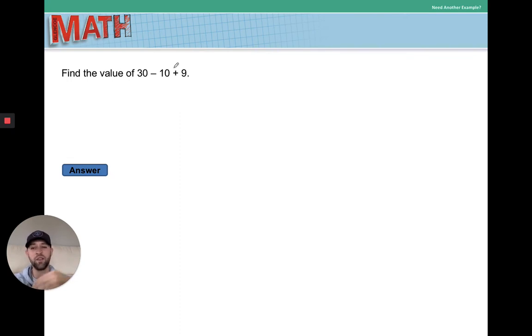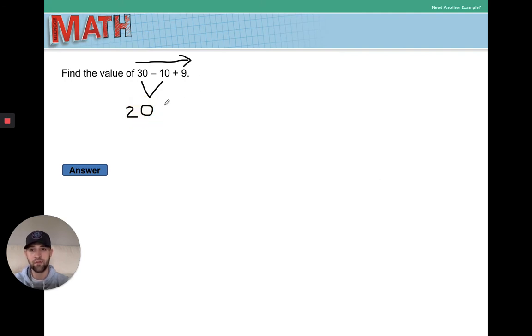I don't always do the addition first just because the A comes first in PEMDAS. Whatever one you read first from left to right, just like a book, that's the one you do first. 30 minus 10 plus 9. The one I read first is 30 minus 10. So let's do that first. 30 minus 10, you should get 20.